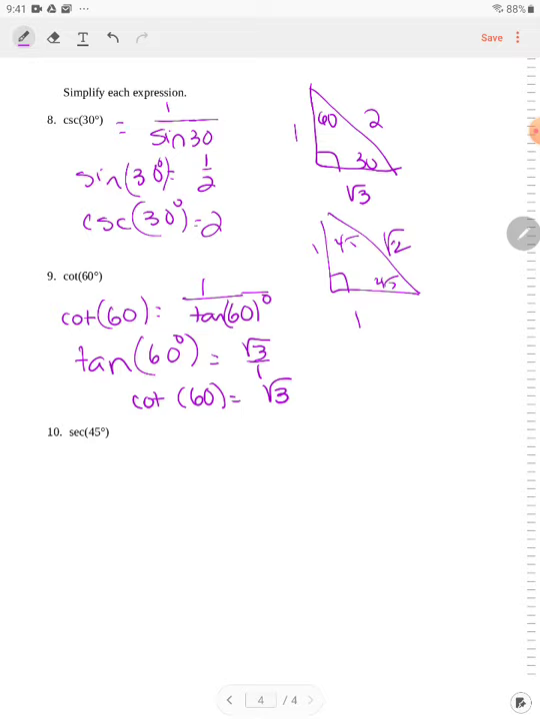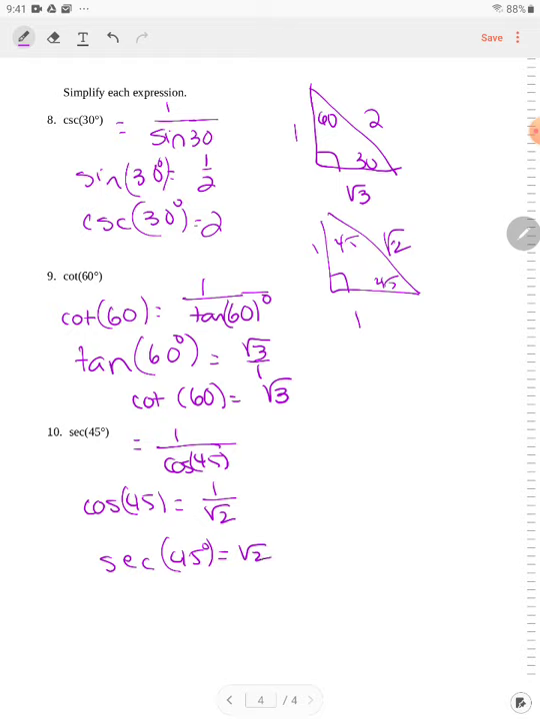Okay, secant of 45. So secant of 45 is 1 over the cosine of 45. So cosine of 45 is equal to 1 over square root of 2. So therefore, secant of 45 is equal to root 2, or the square root of 2.